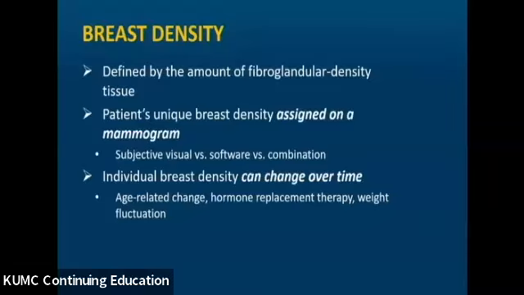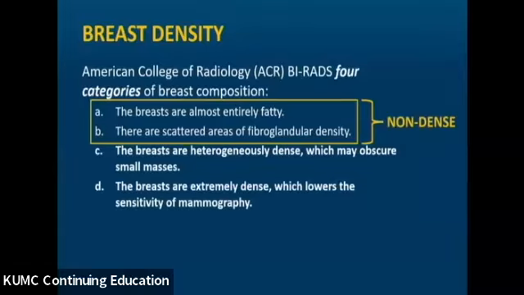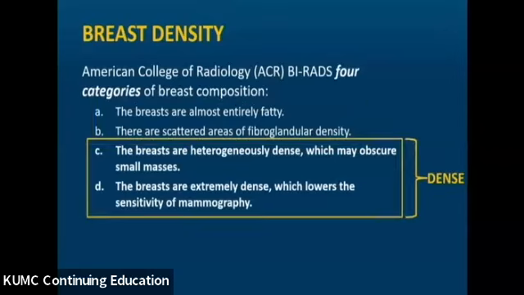And it's important to know that breast density changes with time and to let your referring providers know that it's not uncommon for a patient's breast density to change, especially as they age, just a normal age-related change in breast density, if they've started hormone replacement therapy or have significant weight fluctuations. There are 4 categories of breast density assigned by the ACR criteria. The two non-dense categories are categories A and B, almost entirely fatty and scattered areas of fibroglandular density. And these are the two categories we're interested in today.